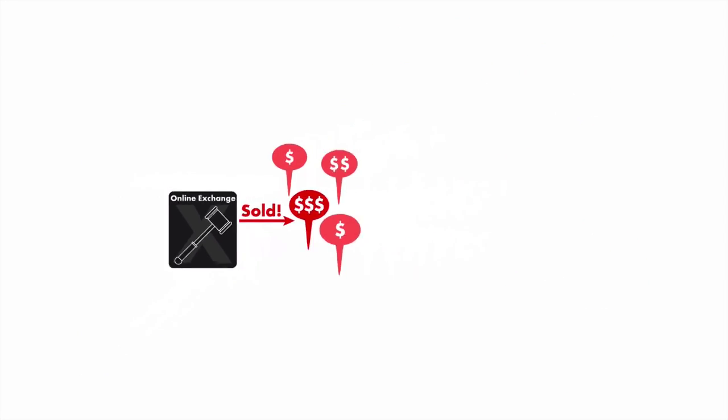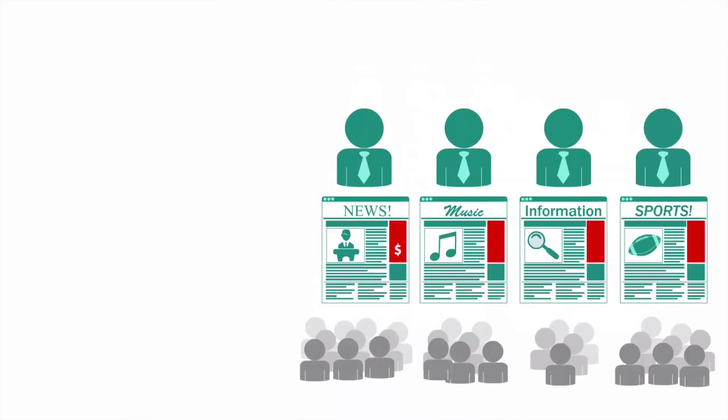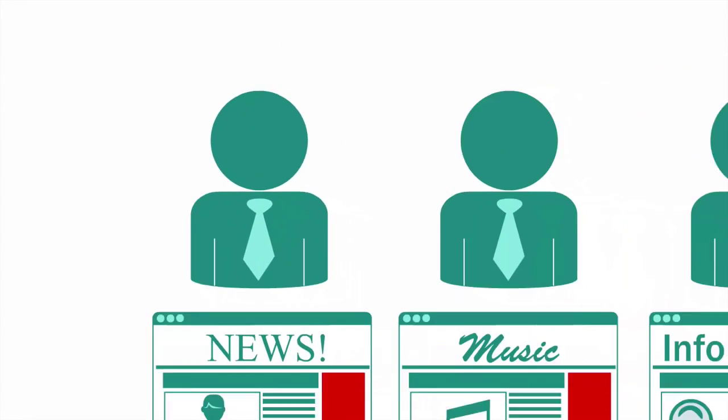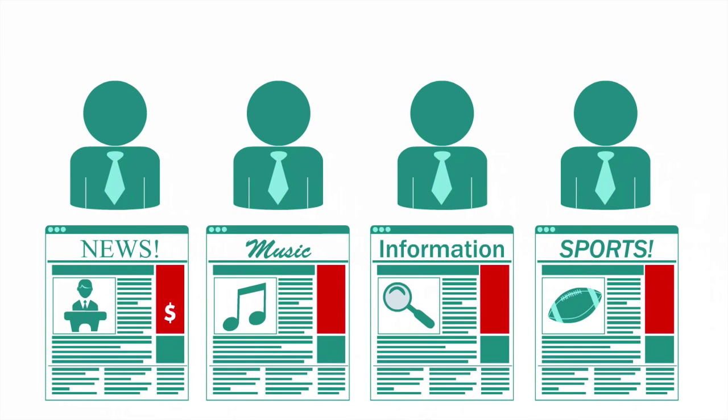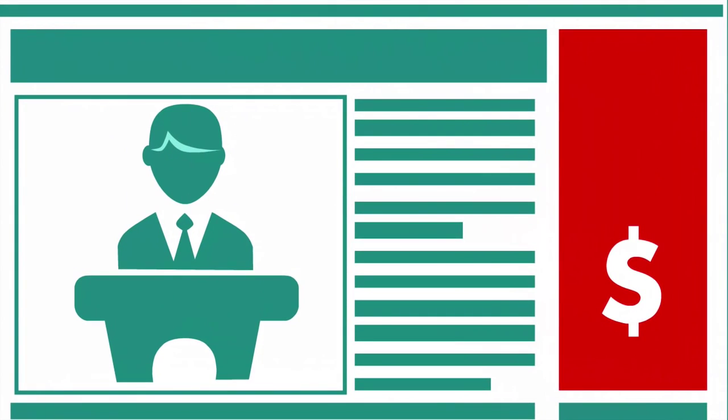The process begins when you visit a publisher's web page. The publisher is the website owner. Publishers generate content such as news, music, information, sports, and other entertainment. This content draws an audience, and the publisher sells ad space to advertisers who want to reach that audience.